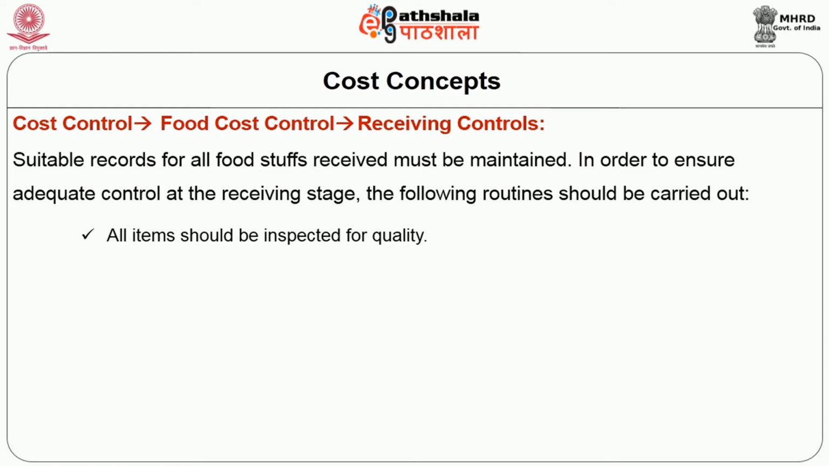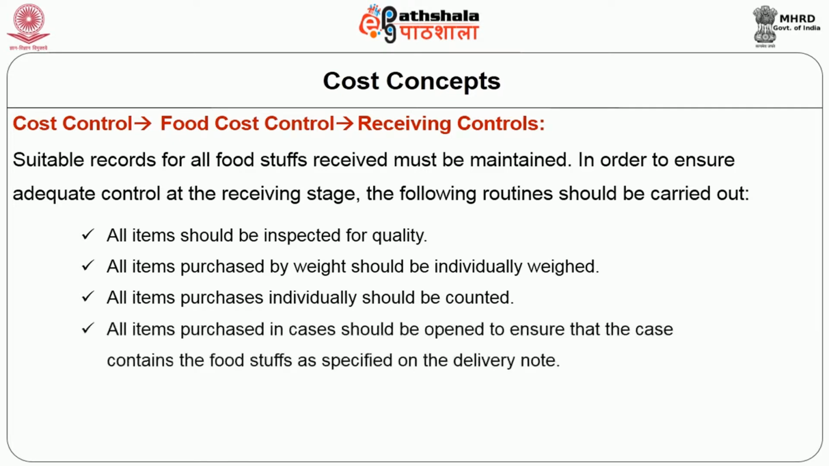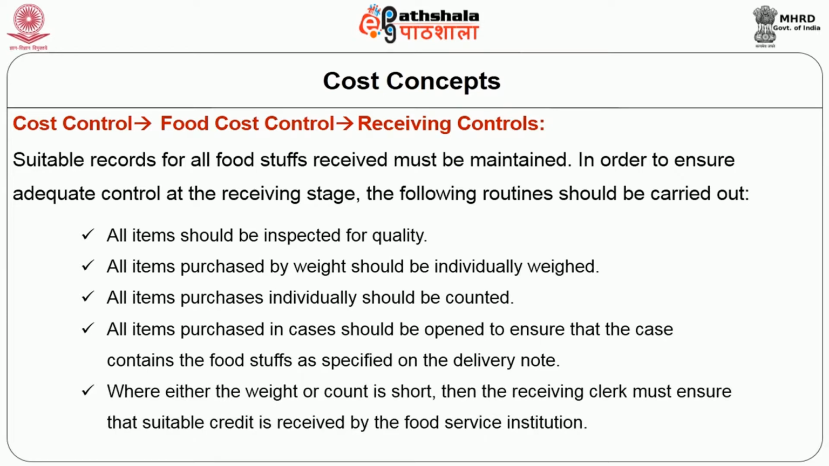All items should be inspected for quality. All items purchased by weight should be individually weighed. All items purchased individually should be counted. All items purchased in cases should be opened to ensure that the case contains the foodstuffs as specified on the delivery note. Where either the weight or count is short, then the receiving clerk must ensure that suitable credit is received by the food service institution.